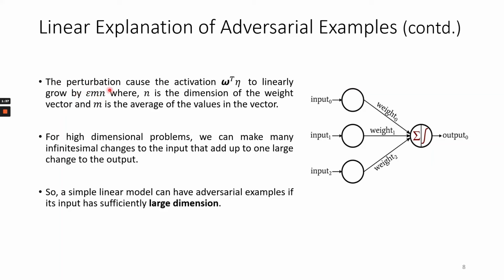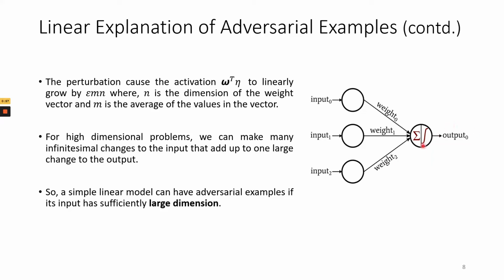So for high dimensional problems that have many input values, we can make many infinitesimal changes to the input, and these small changes in the input add up to be a large change in the output. What is basically happening is that if we have an input of a very high dimension, each of these dimensions will have an effect on the output, and all the effects added together will produce a very large output, such that it might change the output of the classification altogether.